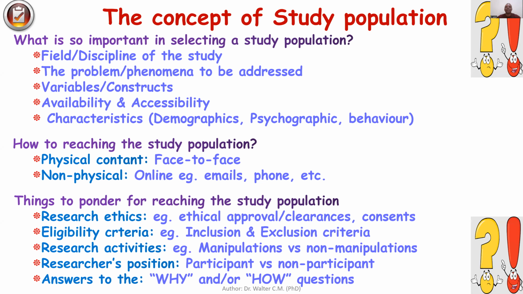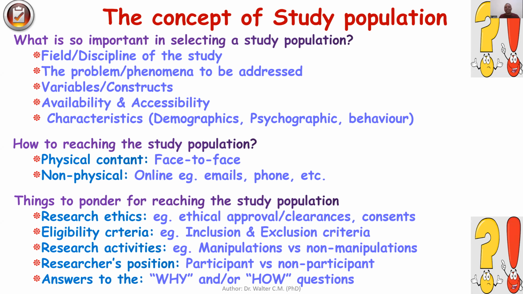People know that you understand things in your field better than when you are exposed to a very new field which is very distant to you. But also, the problem or phenomenon to be addressed will inform the availability of the people. Availability of your study population may also inform you which population to opt for.